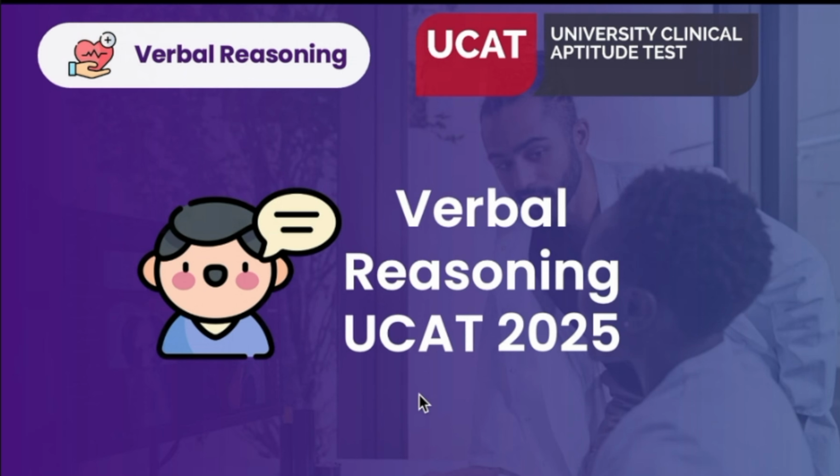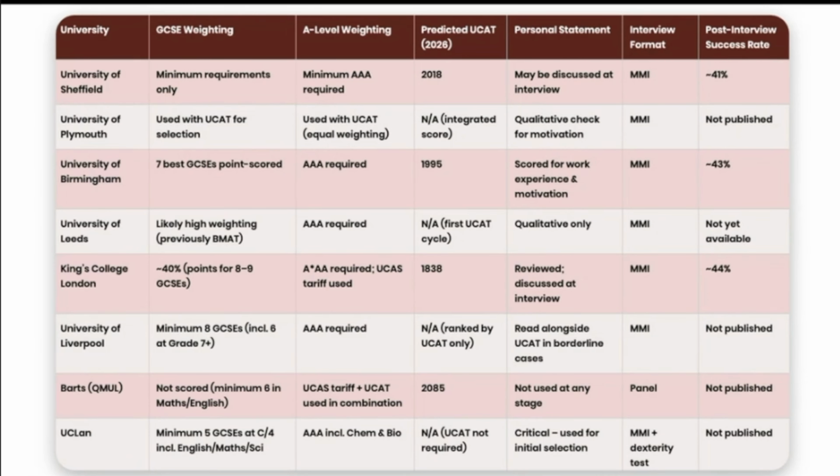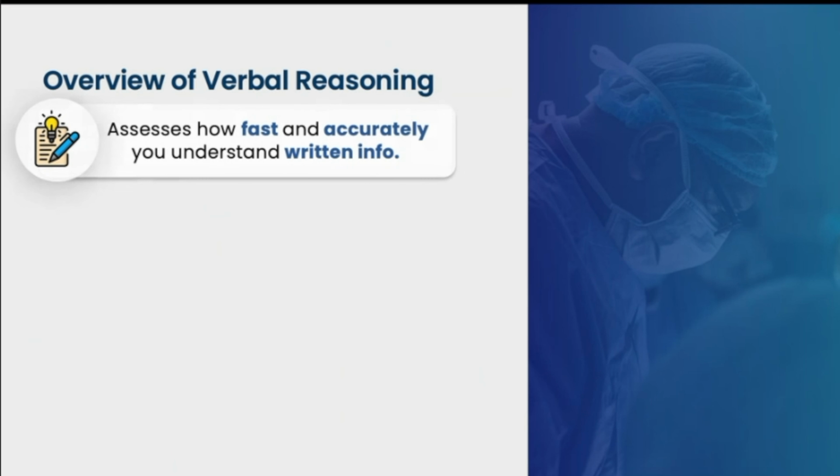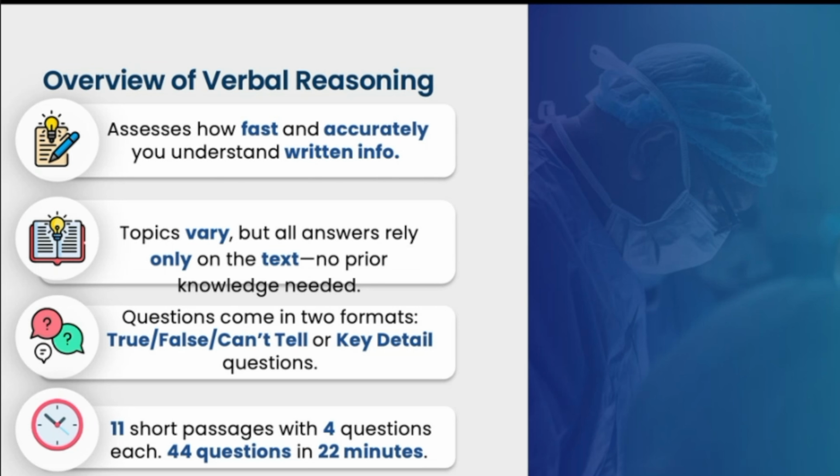The first section is our verbal reasoning. So we're now on to specific advice for each section. So the overview of verbal reasoning. They're assessing how fast and accurately you understand written information. Topics are all going to vary, but all the answers rely only on the text. There is no prior knowledge needed.